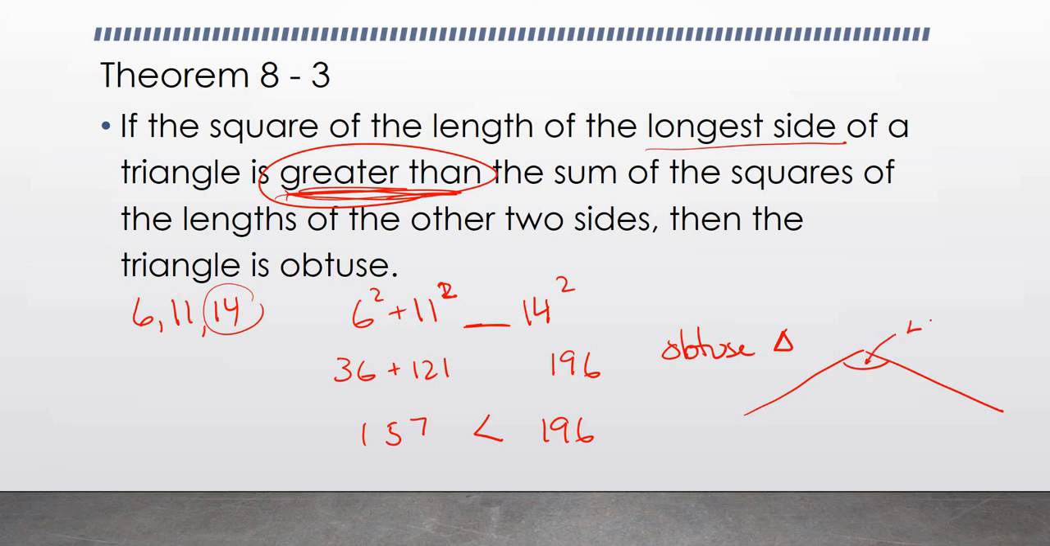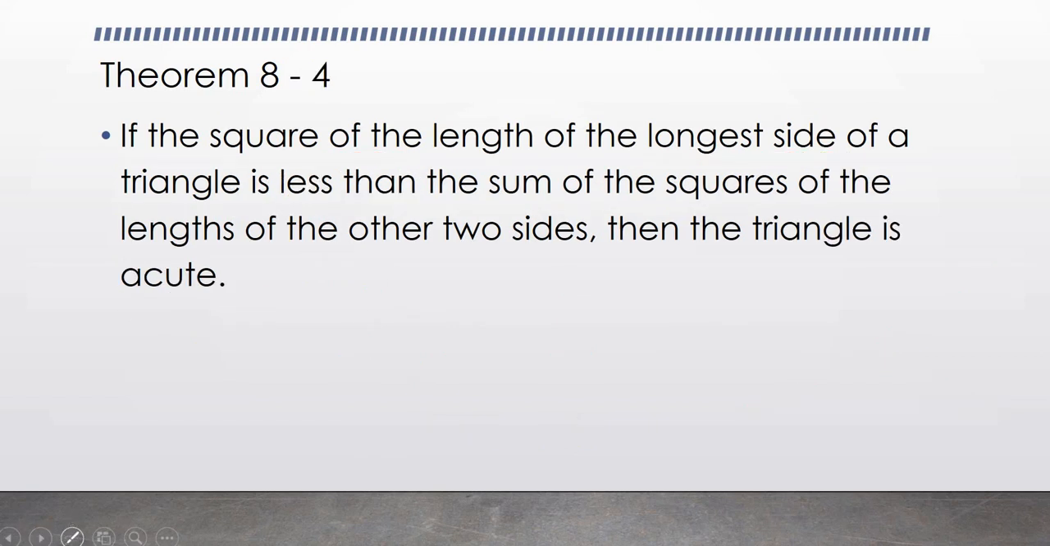So this angle measure is greater than 90 degrees, and that's because this side is so much longer than the other two. The last one says that if the square of the length of the longest side of a triangle is less than the sum, then the triangle is acute. All of its angles are less than 90 degrees.